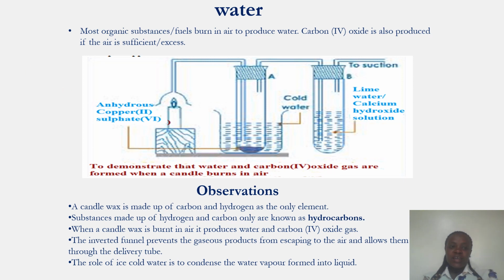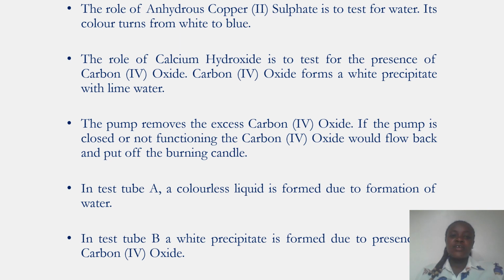Let us look at the next slide. So the role of anhydrous copper 2 sulfate, we said, is to test for water. Its color turns from white to blue. The role of calcium hydroxide is to test for the presence of carbon dioxide. We have seen that, and we have said it forms a white precipitate. We are going to look at the equation in a question later. The pump removes the excess carbon dioxide.